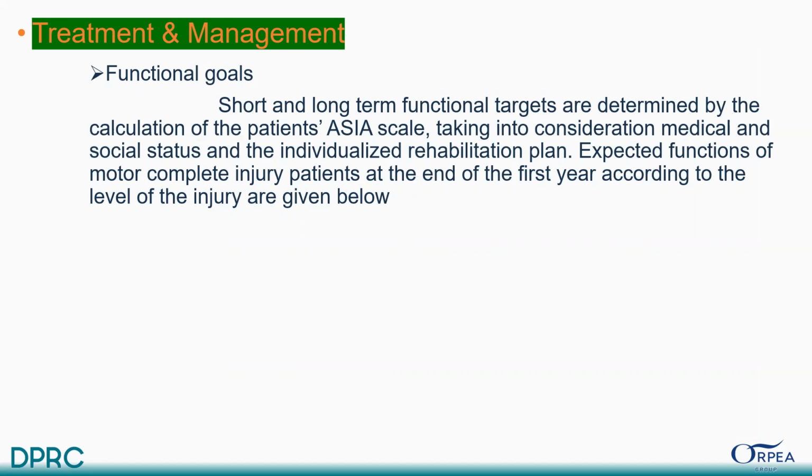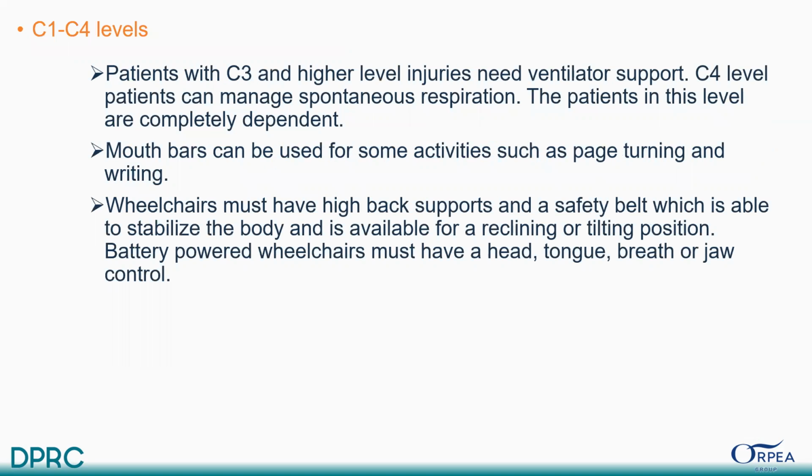And now, treatment and management of spinal cord injury. The functional goals, short and long-term functional changes are determined by the calculation of the patient's ASIA scale, taking into consideration medical and social status and the individualized rehabilitation plan. Expected functions of motor complete injury patients at the end of the first year according to the level of injury are given below. So for each level there will be an expected functional outcome, which will be reached within the first year of injury.